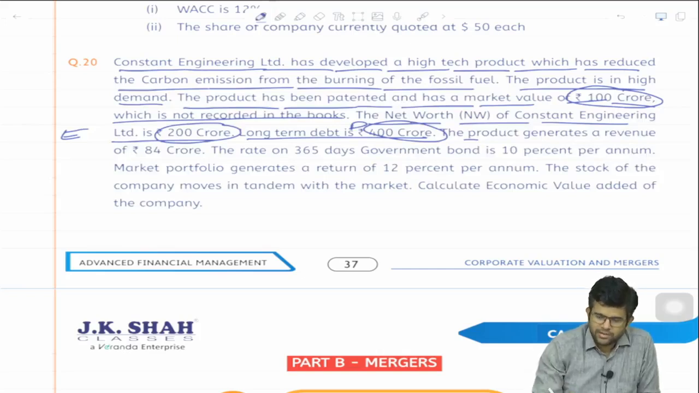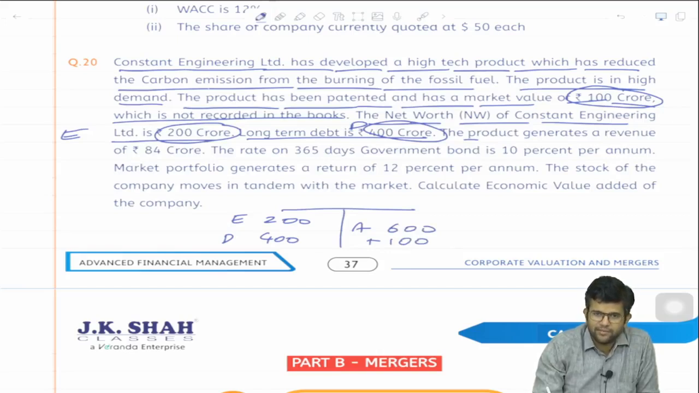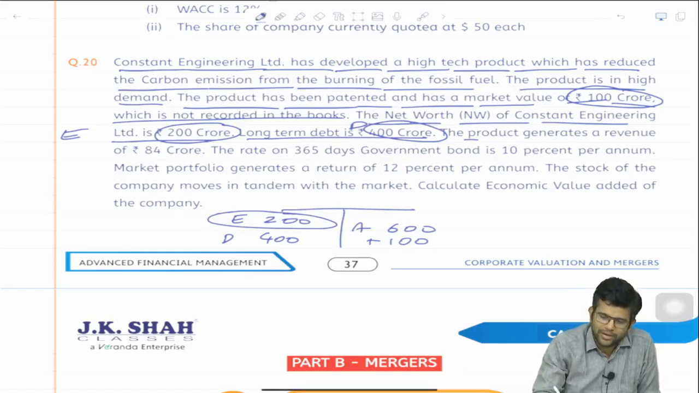Understood the question? See, this is the balance sheet. In the balance sheet, equity is 200 and debt is 400, and so assets are 600. Now we realize that assets are not 600, assets are 700. Everybody clear? So if assets are 700 because of the inclusion of the patent, then on the balance sheet liability side also this 100 should be added. Now you will add to whom? Of course equity, owners. Debenture holders don't own the patents. Everybody clear? Can I go ahead please? You will add it to equity, okay?